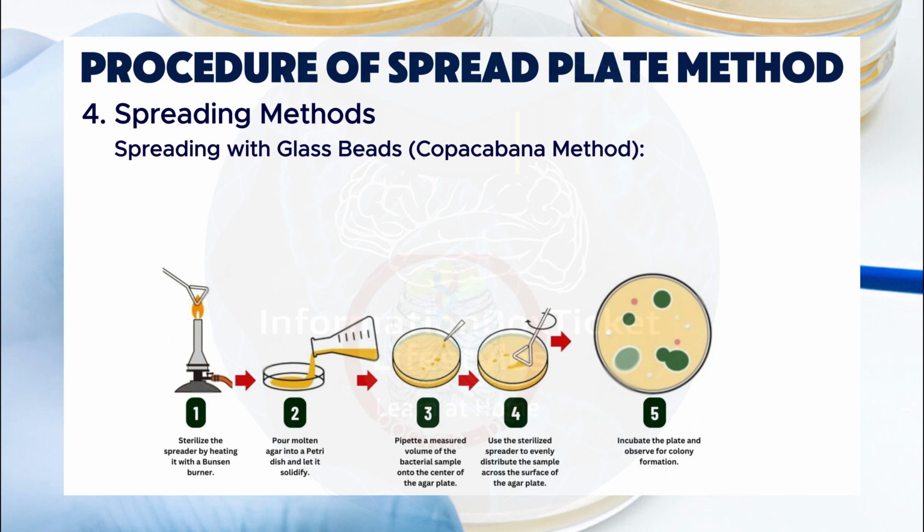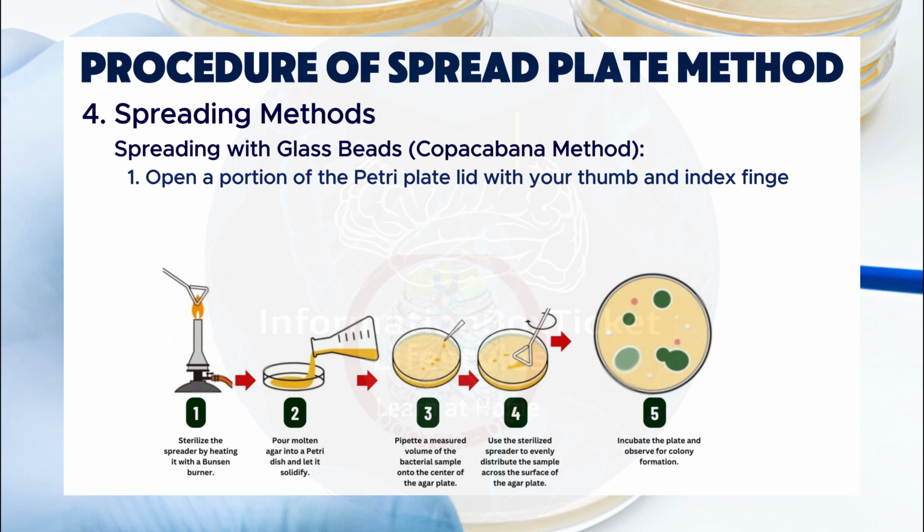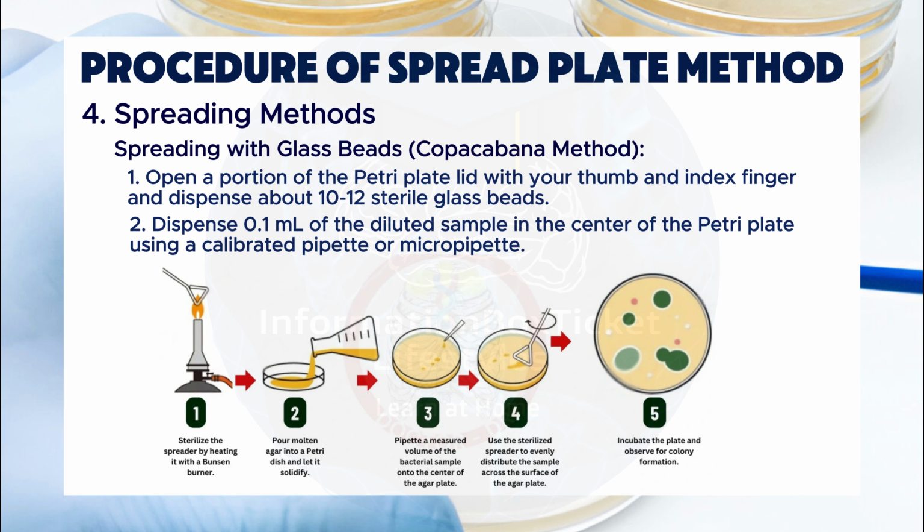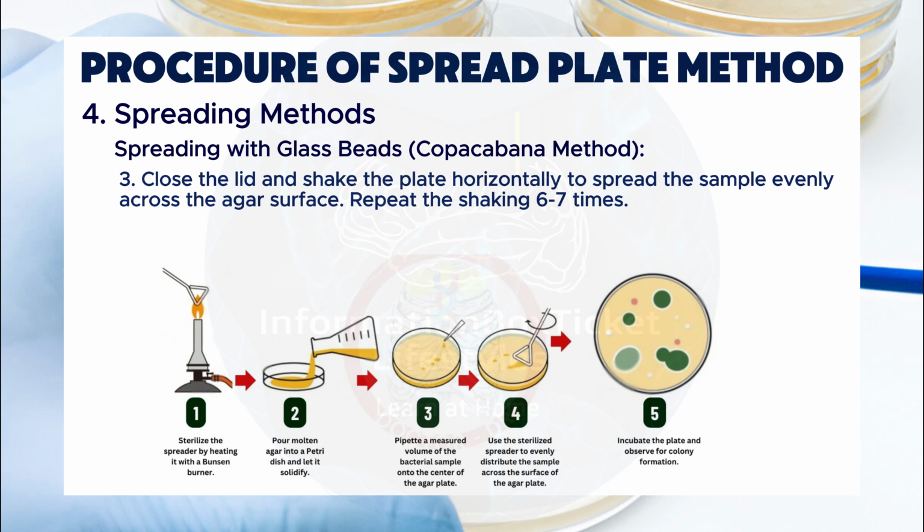Spreading with glass beads, Copacabana method. 1. Open a portion of the Petri plate lid with your thumb and index finger and dispense about 12 sterile glass beads. 2. Dispense 0.1 ml of the diluted sample in the center of the Petri plate using a calibrated pipette or micropipette. 3. Close the lid and shake the plate horizontally to spread the sample evenly across the agar surface. Repeat the shaking 7 times.